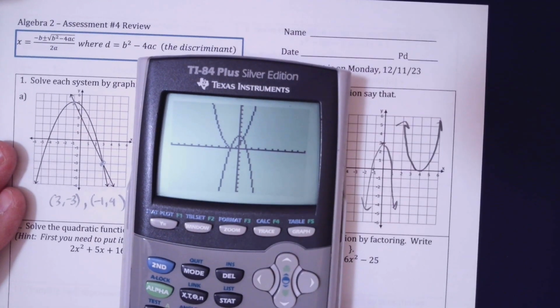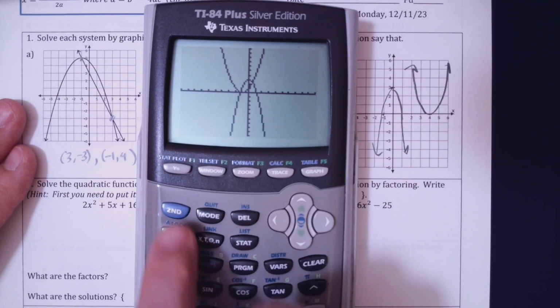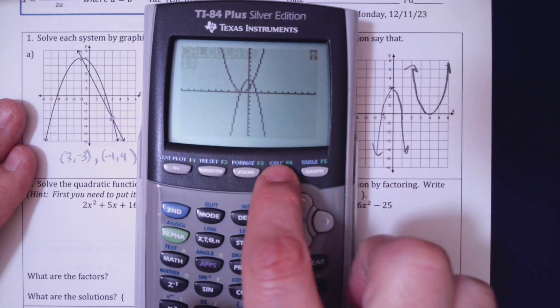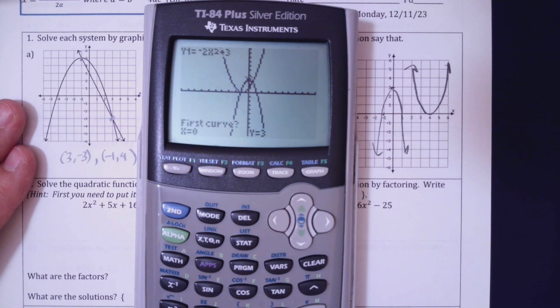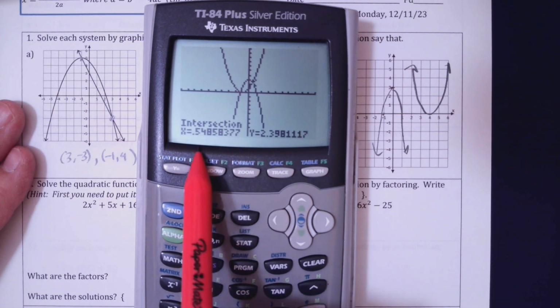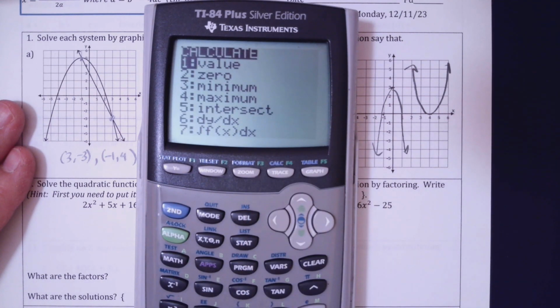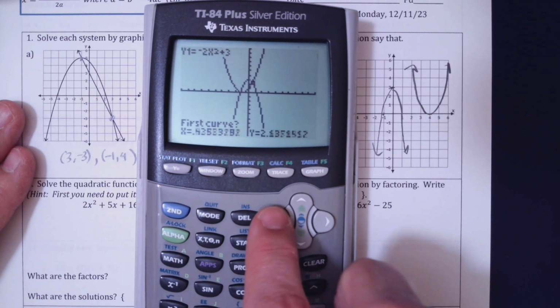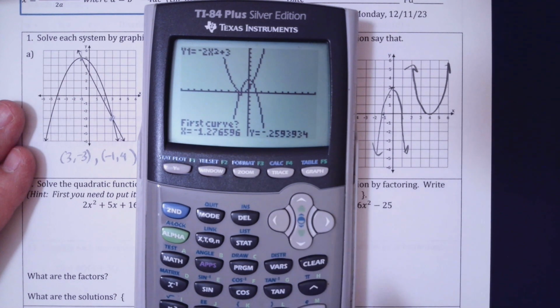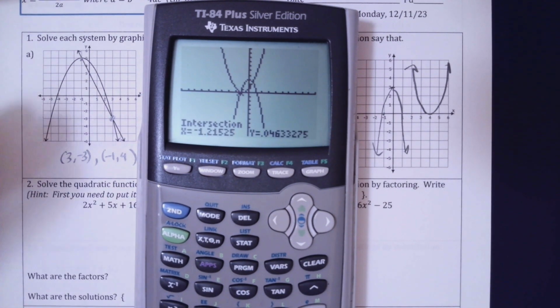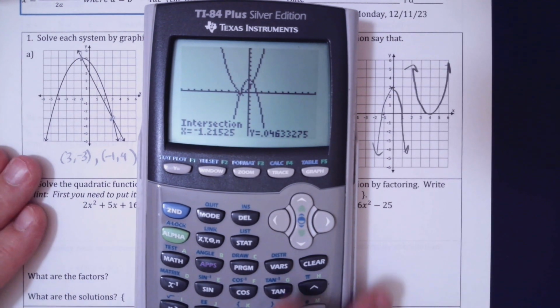So remember, the steps in your calculator are to press second and then calculate and then choose number 5. And basically you just press enter, enter, enter. So those meet at an awful point, but that's fine. You just round it off and write it down. Then we'll do second, calculate, number 5. And we had to move the cursor closer to the other point. And then once we get there, enter, enter, enter. Okay, so that would be the other point. And usually they're going to be nice points, but whatever.